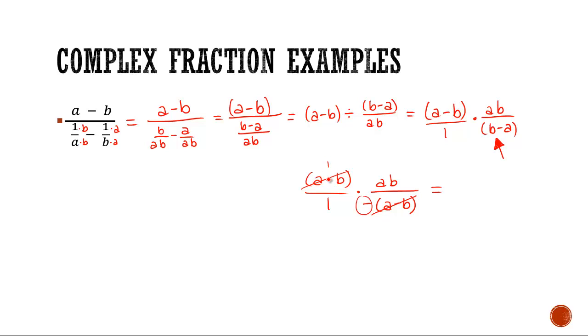They cancel out because A minus B divided by A minus B is 1 over 1, but this one's a negative. So the negative is still there, and we've got negative AB.